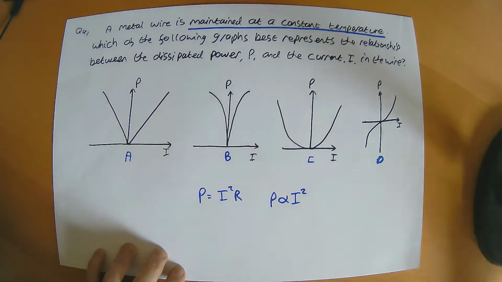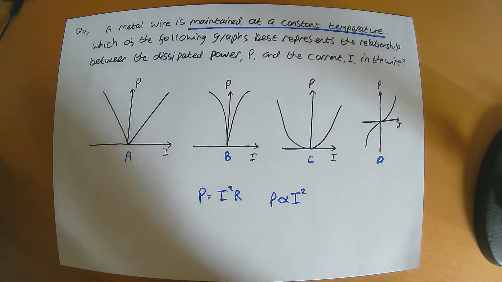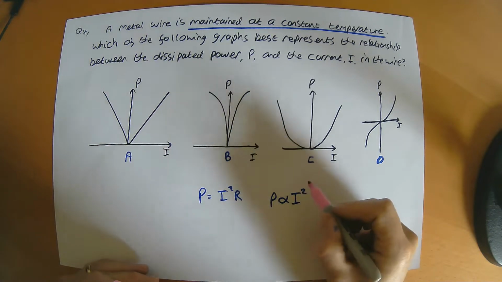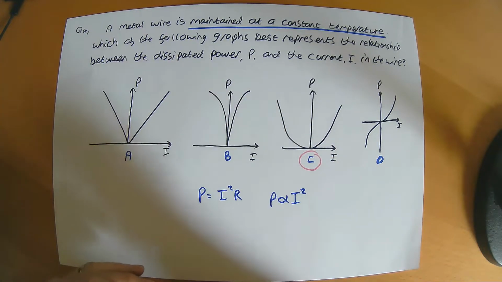And this is C, and we get this parabolic shape for a squared relationship.